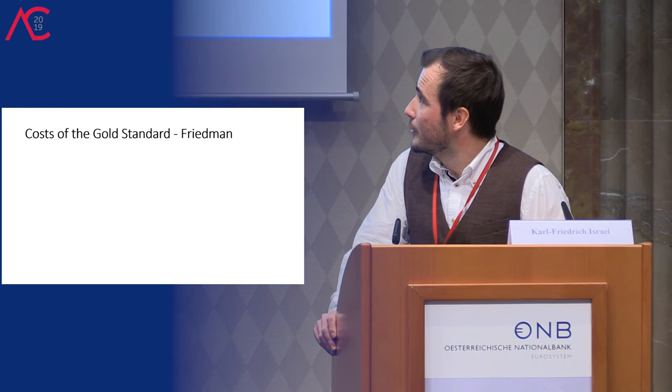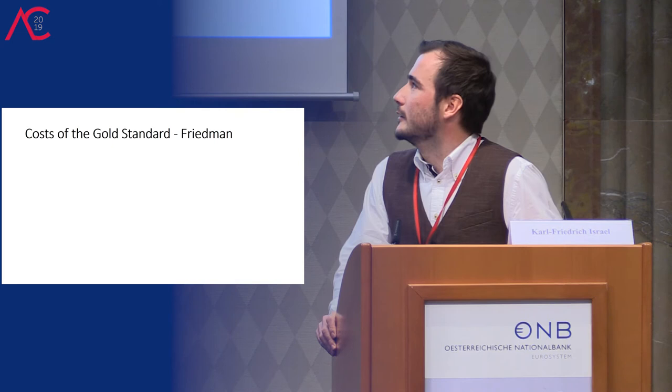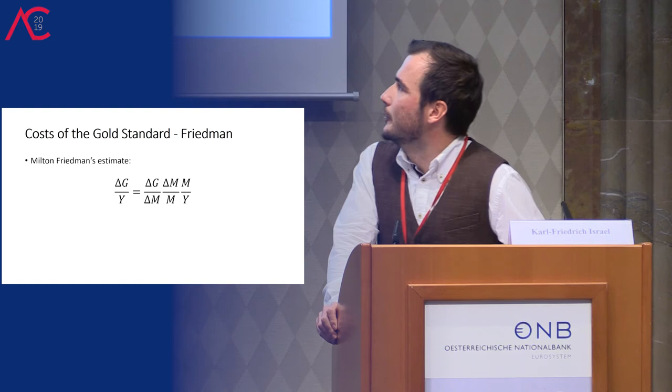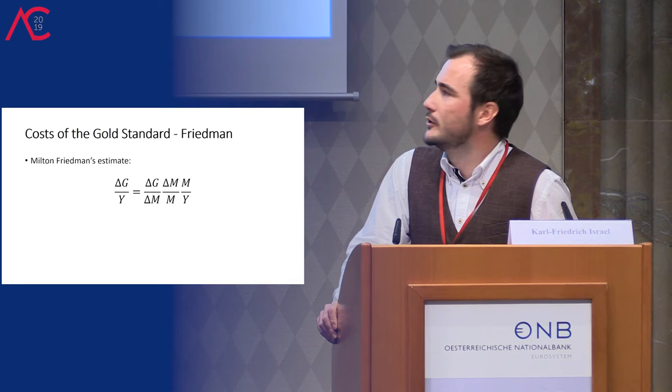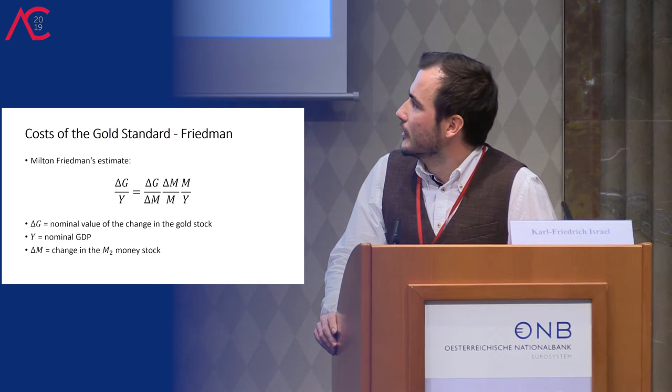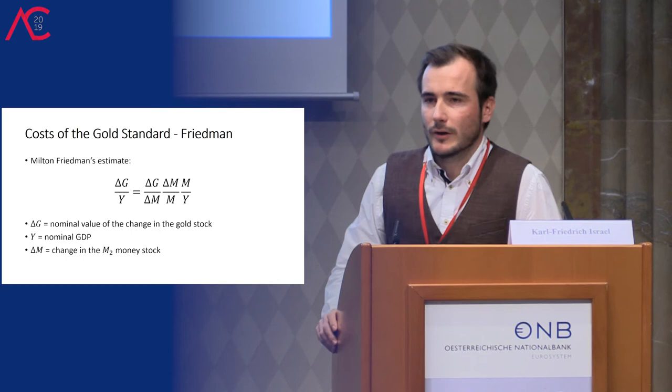One of the first estimates was given by Milton Friedman in the late 1950s and early 60s. Friedman tried to estimate the annual resource costs of a gold standard relative to GDP. So we have delta G, which is the nominal value of the change in the gold stock, and Y is nominal income, or GDP. And he decomposed this fraction that he wanted to estimate into three parts.